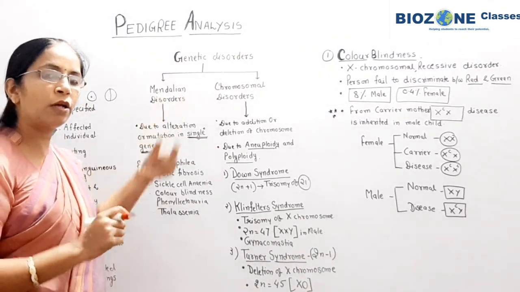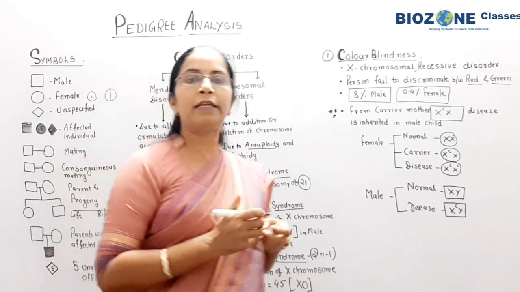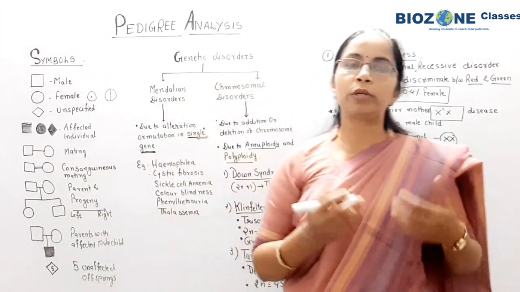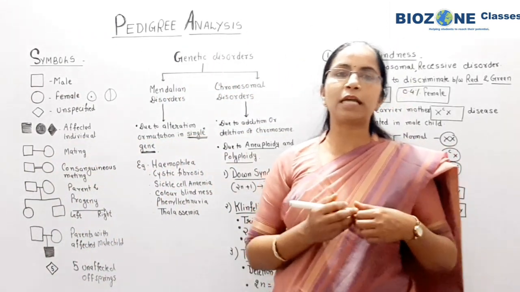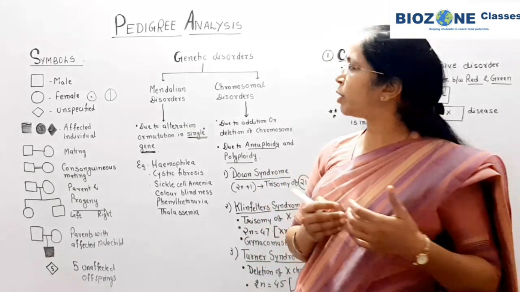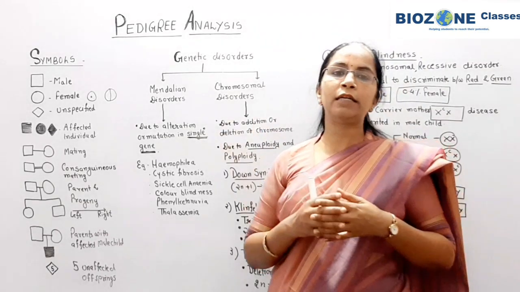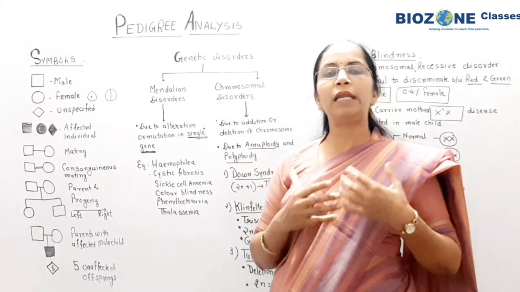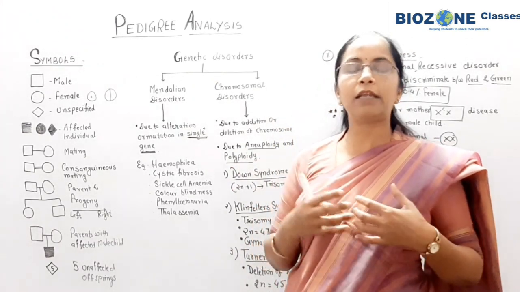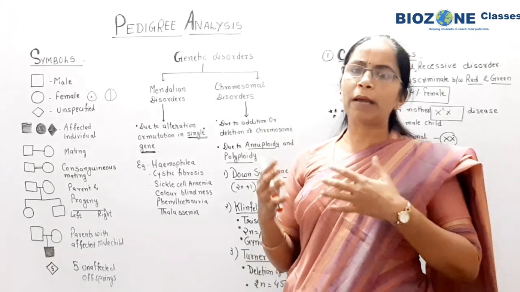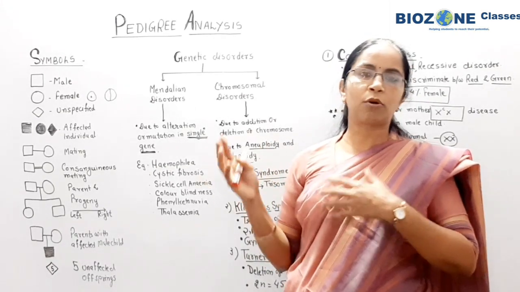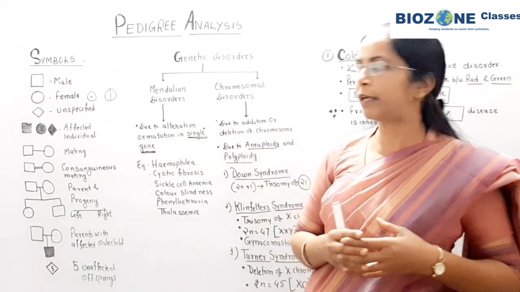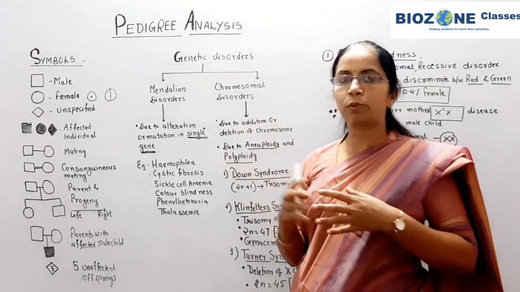Secondly, you have studied Mendelian inheritance. Students who have joined today can go through the Mendelian disorders video. There it is explained how Mendelian inheritance is governed: monohybrid, dihybrid, different types of crosses and the principles of inheritance. So you can go through those videos also.